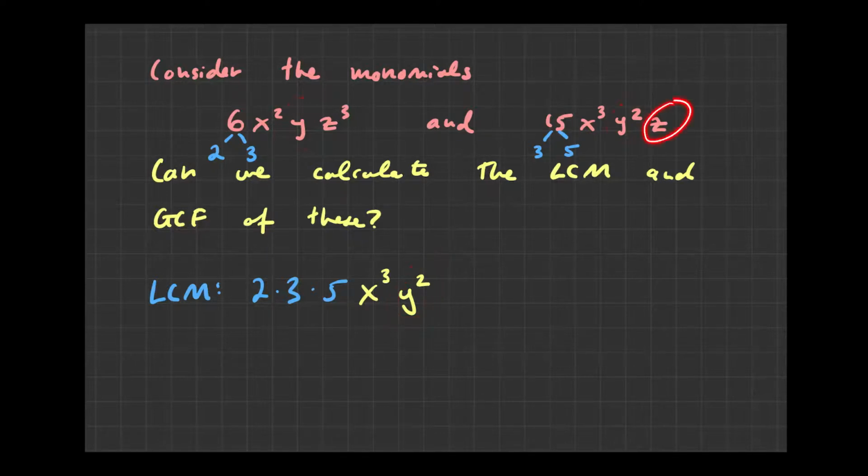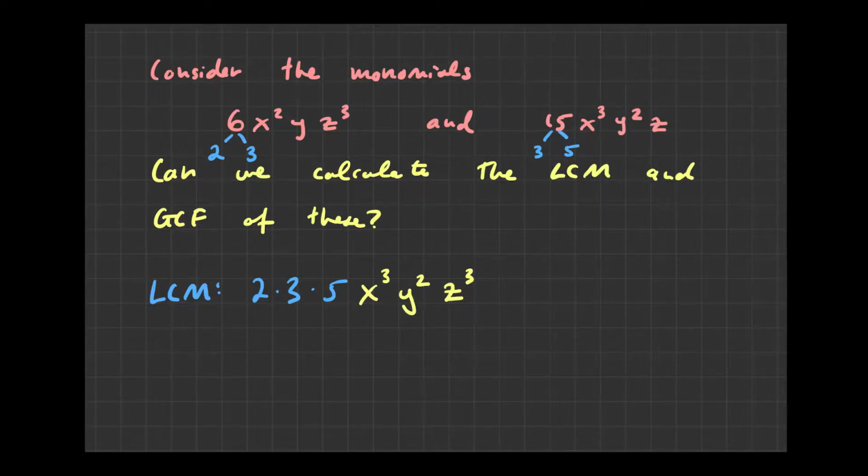Now let's take a look at the z's, and between the two z's here, I'm going to need three of those z's. So I'm going to have 2 times 3 times 5 times x cubed times y squared times z cubed. Okay, that's my LCM. That's the LCM.